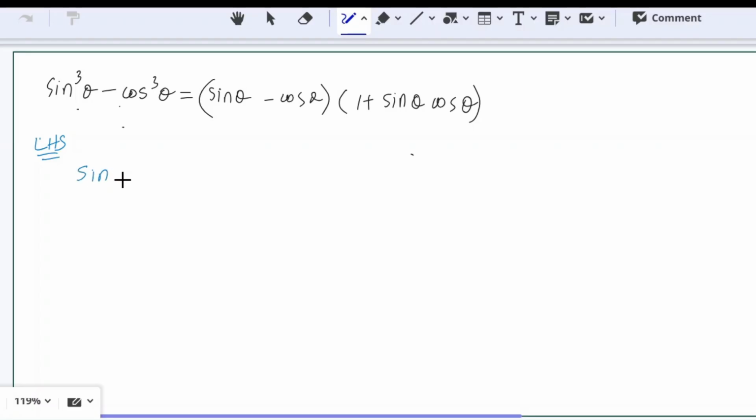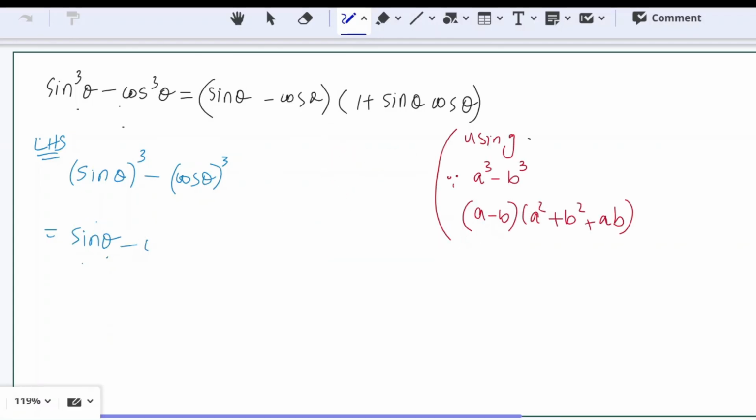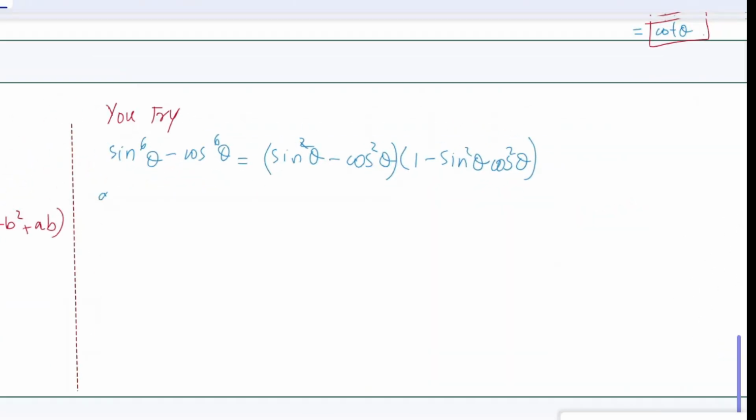Here the question is in the form of cube. So we use the cube formula, as we know that a cube minus b cube is equal to a minus b times a square plus b square plus ab. So use that formula: sine theta minus cos theta, times sine square theta plus cos square theta plus sine theta cos theta. And you know that sine square plus cos square is equal to 1. So this will simply give you the right hand side easily. You can try this question and prove both sides using the cube formula.